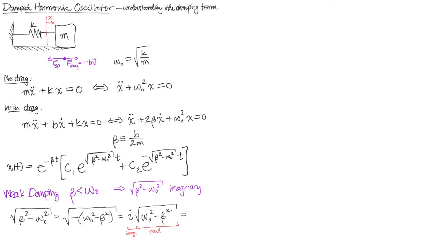Rather than writing out this square root every time, we're going to define a new term called omega 1, where omega 1 is defined to be the square root of omega naught squared minus beta squared, and that's the new oscillation frequency given the presence of damping. Okay, and what we can see is if there's a little bit of damping, then omega 1 will be close to omega naught, and in the limit that beta goes to 0, meaning there's no damping, then omega 1 is exactly equal to omega naught.